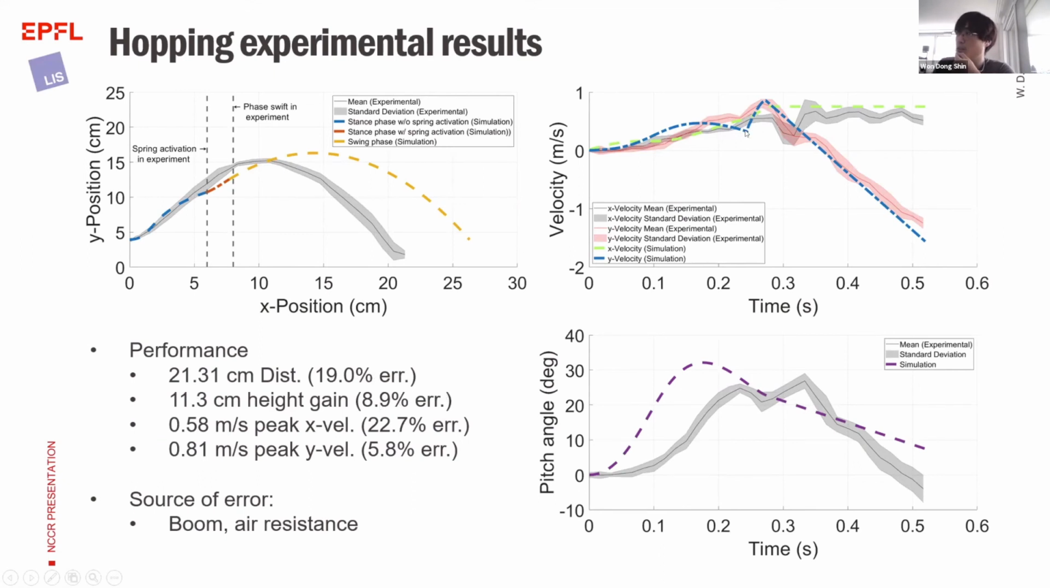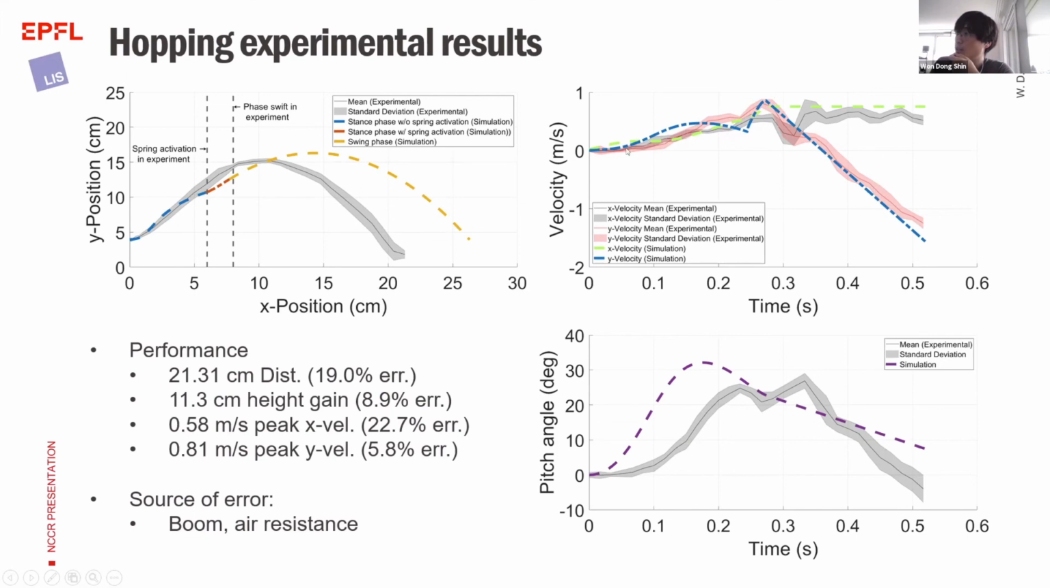And if you look at the velocity plot, which I thought is more interesting, the gray and black here is for x velocity for experimental, and this red line with the pink area is the y velocity experimental data. And this dashed blue line is for y velocity simulation, and this light green is for x velocity in simulation. If we look at the y velocity first, you can see that the trend is quite similar, where it draws a curve, with a sudden increase in velocity when the spring is activated, and falling down here.